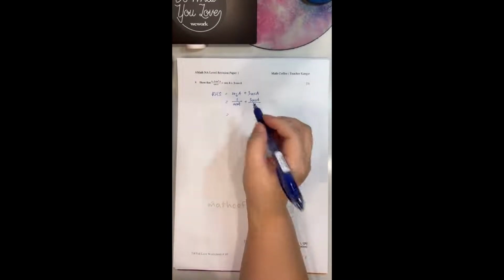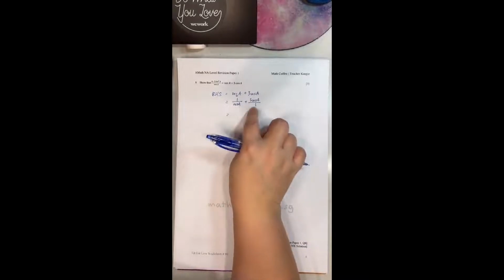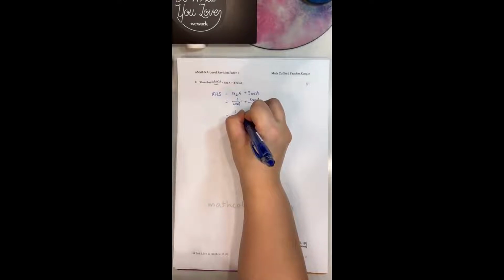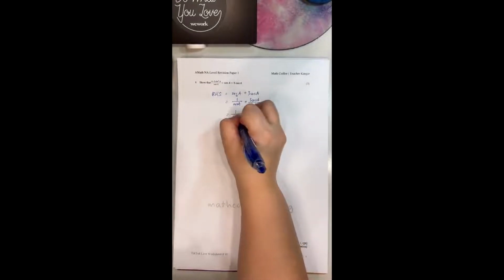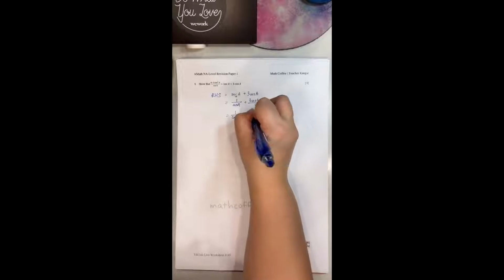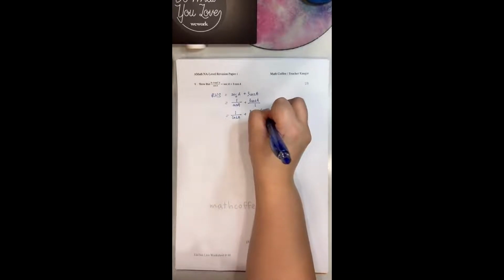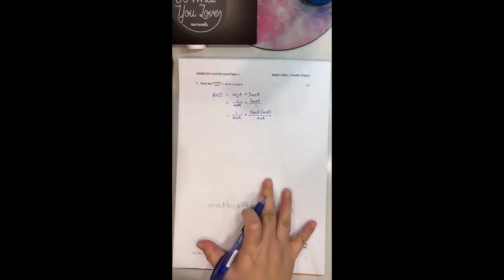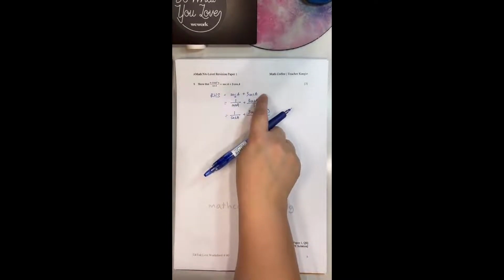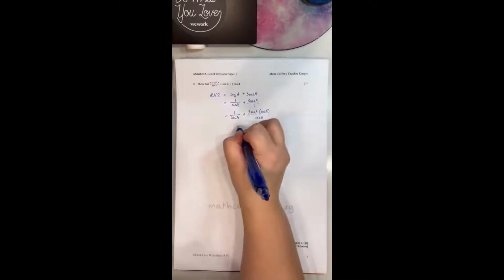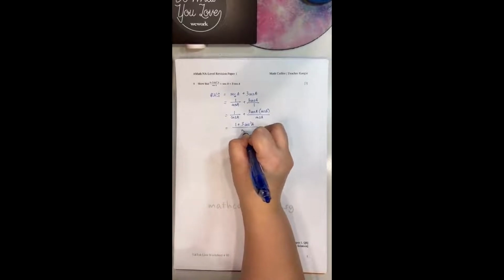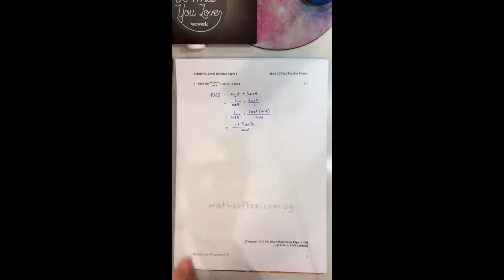We need to combine it into a single fraction. So common denominator, we need to put cosine A. So this one no change. So I will put it as 1 over cosine A plus 3 cosine A multiplied by cosine A. What I did was the right hand side multiplied by cosine A. So now I will have 1 plus 3 cosine square A over cosine A. What I did was I just combined it into a single fraction.